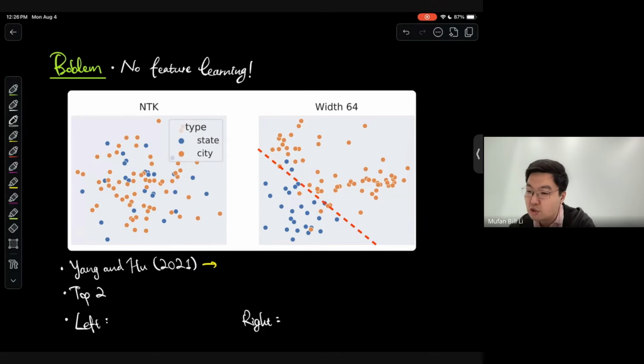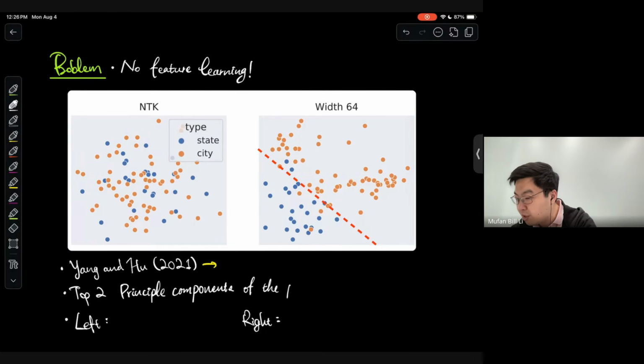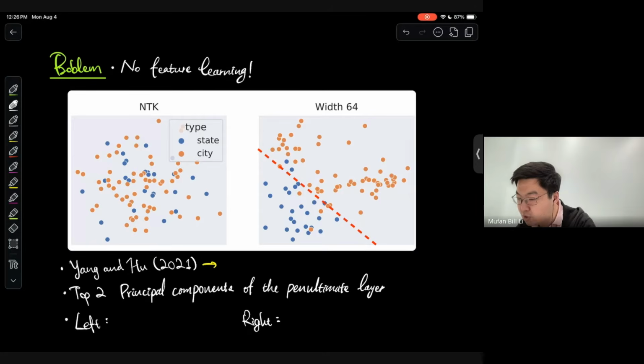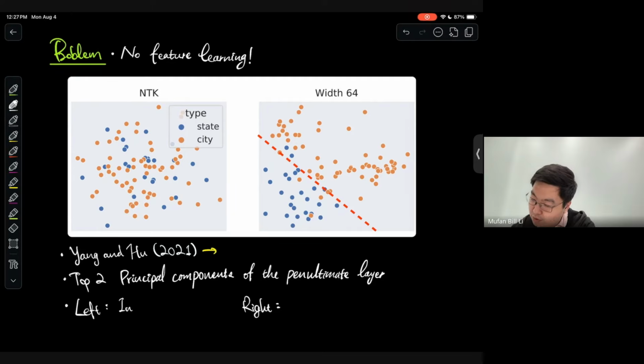So in this case, what are the features that are being learned? This is essentially the top 2 principal components of what I would call the penultimate layer. So the second last layer. Probably you mean principal, right? As in PCA. Principal, yes. Okay. Principal component, yeah. So this is basically the top 2 components of the PCA that you get. And in this case, the left figure here is an infinite width network, and the right figure here is width 64.